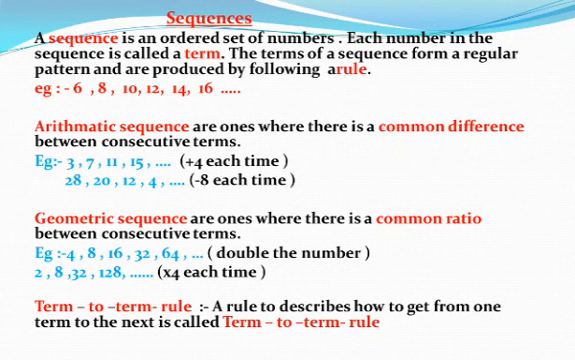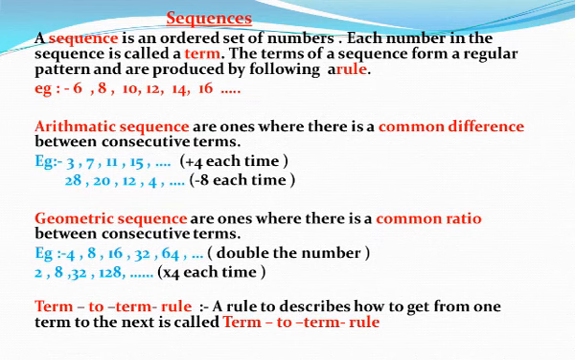And the next sequence is geometric sequence. Geometric sequences are ones where there is a common ratio between consecutive terms. This can be by multiplying or by dividing. For example, multiply by 4, multiply by 8, multiply by 9, or divided by 3, divided by 5, divided by 8.